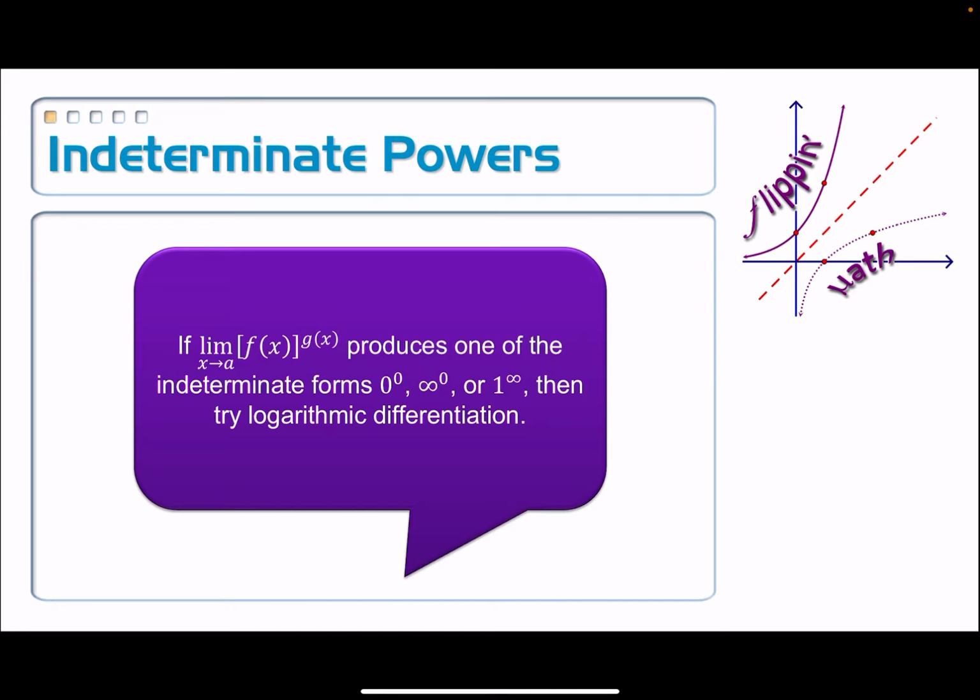Logarithmic differentiation, remember, means that you take the log of both sides of something, then you take the derivative, and then you exponentiate back in order to fix it. You do that so that you can get this function that's in the exponent down to the bottom by a property of logarithms.